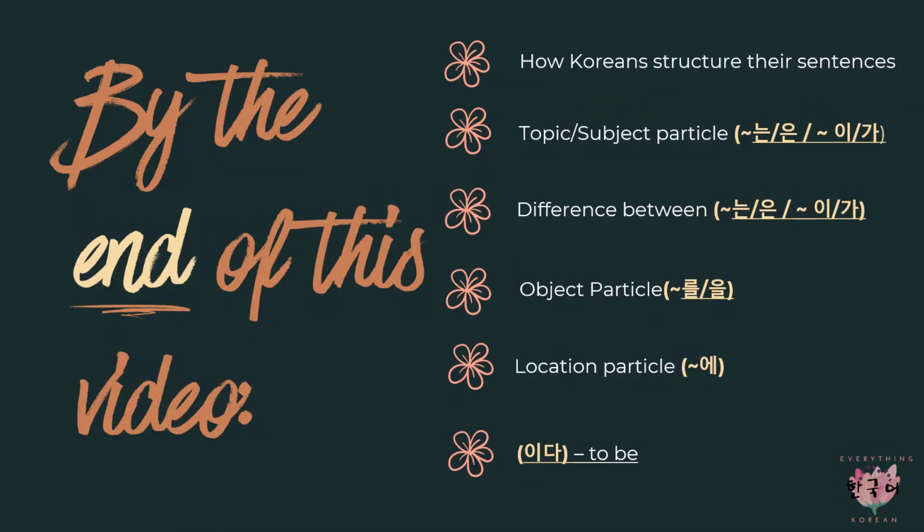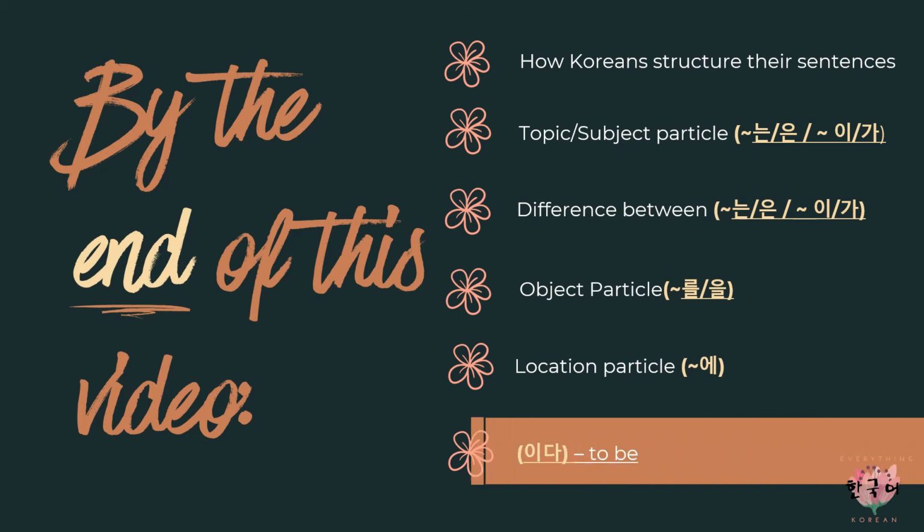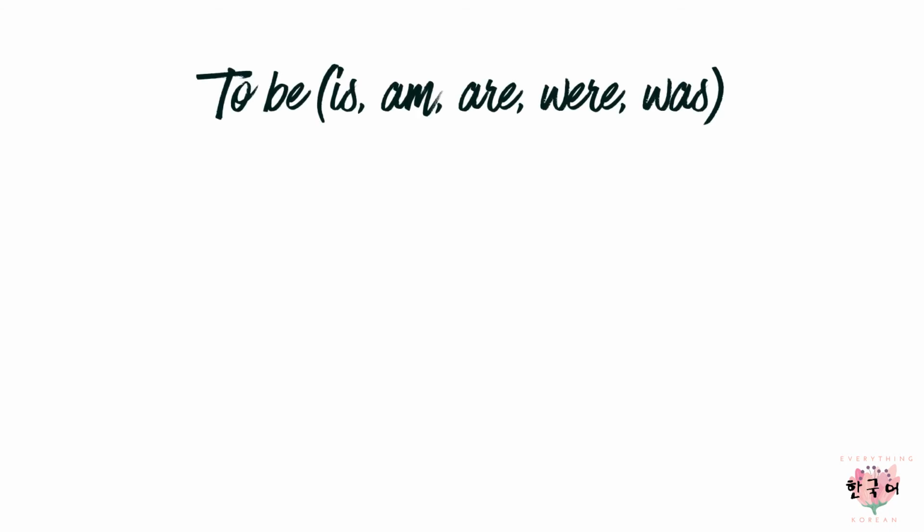I have mentioned that in a sentence or a clause, our sentence must either end in a verb or an adjective, or even ida. So what is ida? We are going to tackle that in the next part. It is represented by these be verbs: is, am, are, were, and was. So in English, we have different be verbs, but in the Korean language, it's all represented by ida.